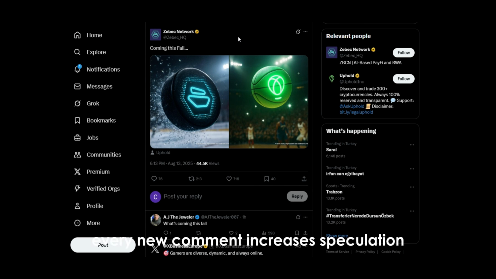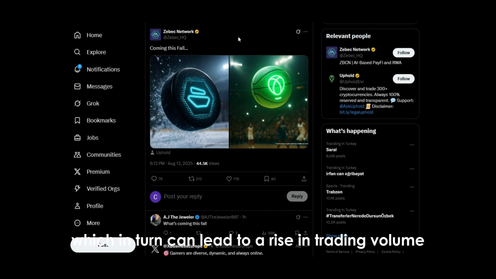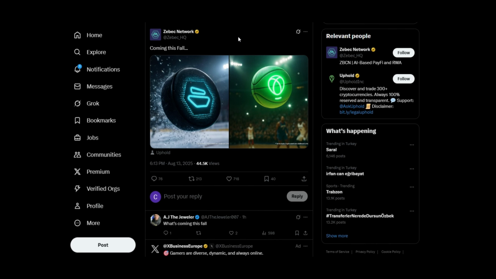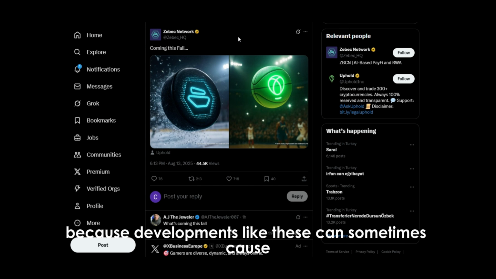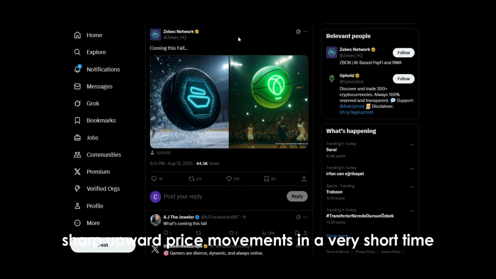Every new comment increases speculation, which in turn can lead to a rise in trading volume. Especially small and medium-sized investors aim to spot such news early and take positions, because developments like these can sometimes cause sharp upward price movements in a very short time.